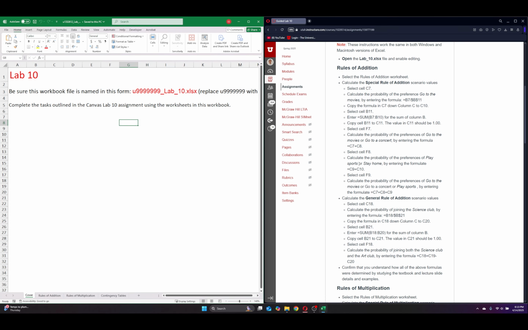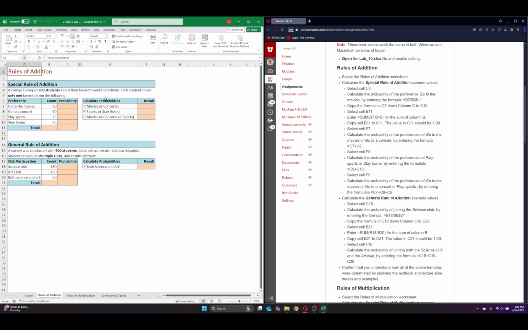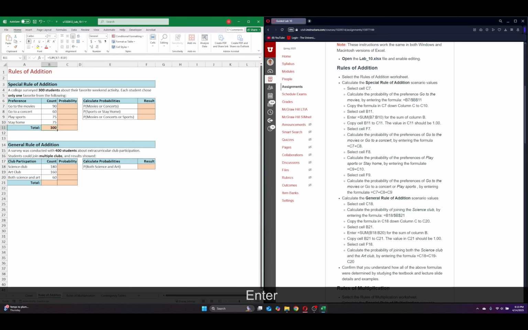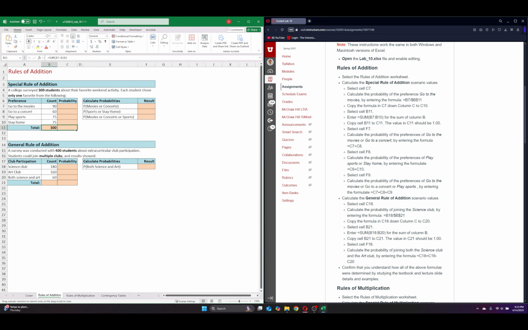Starting off with rules of addition, let's go to that worksheet and select cell C7. We're going to do the probability of going to the movies, going to a concert, playing sports, or staying at home for a survey of 300 students about their favorite weekend activity. Before we do that, I will do the auto sum here, and we're going to drag it over to our C column.